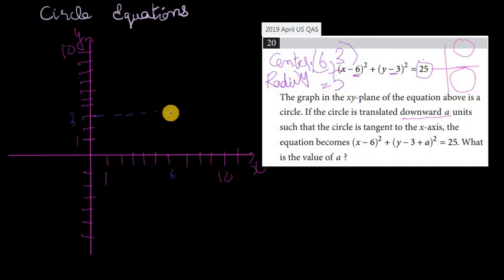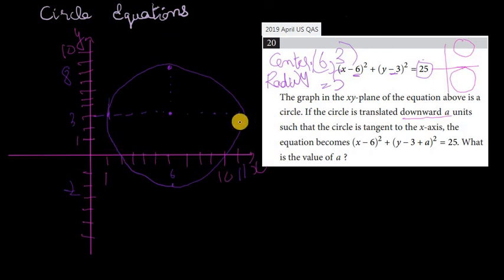So let's just find the top of the circle first. I'll go 1, 2, 3, 4, 5 units up till I get to 8. This is my top of the circle. And then 5 units to the right. 1, 2, 3, 4. I'll go to 11 because 6 plus 5 is 11. And then 6 minus 5 would be 1 for the left side. And then 5 down would be negative 2. You can see this is not quite perfect looking, but I think it should do. So this is what our circle looks like. I'll try my best. Okay.